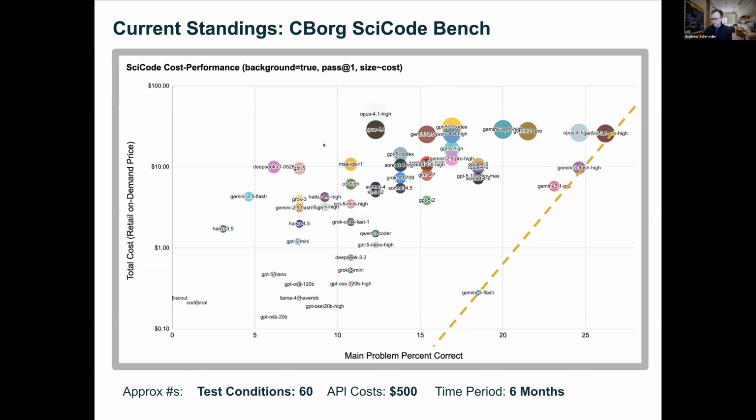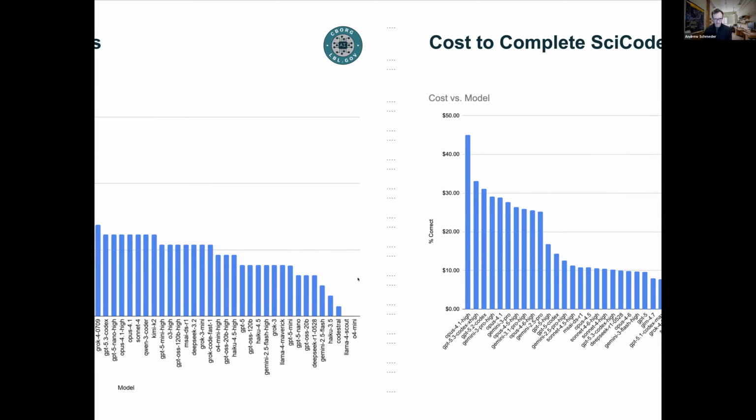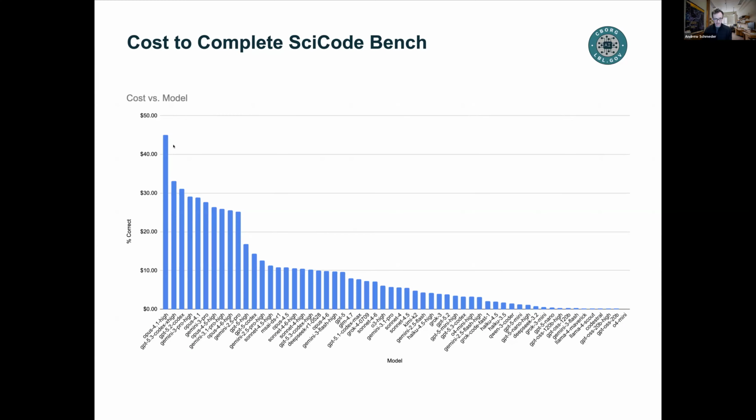So I've noticed a number of interesting things about this. First of all, you might notice the distribution of percent correctness is basically linear, whereas the distribution of cost is more of a non-linear distribution. There are some that are just very expensive and there are some that are incredibly cheap.